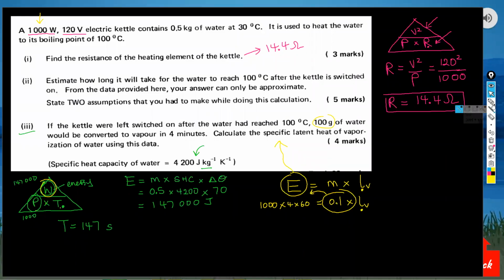All right, when we work this out, we get an LV of 24 with 5 zeros: 1, 2, 3, 4, 5, so 2,400,000 joules per kilogram. If you want to put your commas there and whatnot.